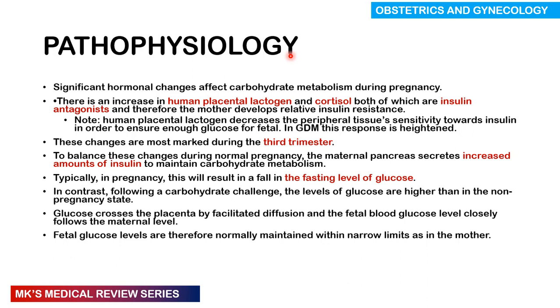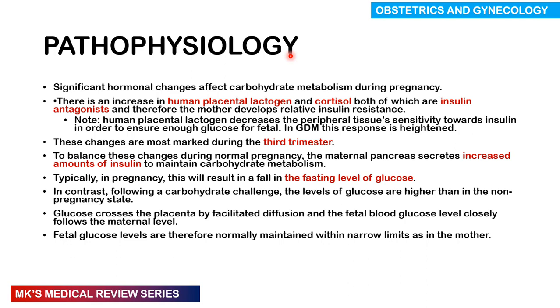So if the blood glucose level in the mother is elevated, you would expect that the blood glucose level in the fetus is also going to be elevated. Keep this in mind. And remember, human placental lactogen is also helping the placenta have some affinity to get some of this glucose from the mother to the fetus. So you have this increase in human placental lactogen and cortisol, and these two hormones are pretty much diabetogenic. So they are insulin antagonists.